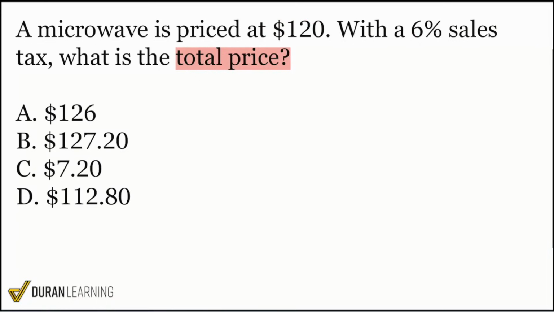So everyone, when we think about the total price or the final price, what operation do you typically think of when we are applying a tax to an item? Yeah, typically we think of addition. So to get this problem right, I understand that I'm going to have to take the original price of the microwave, which would be $120 in this case, and I have to add the amount of the tax, and that's going to give me my final price.